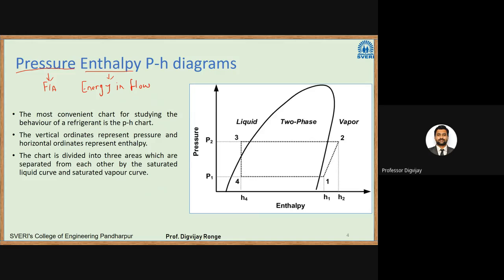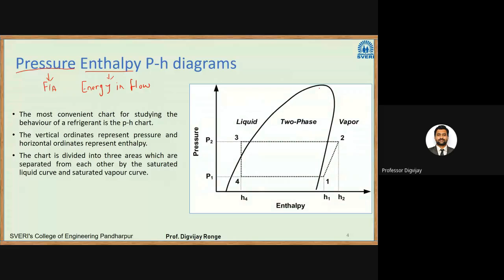If there is no flow, that energy we call internal energy. Whenever we take that energy in flow, we call it enthalpy. So if I draw pressure versus enthalpy, I get a pH diagram. As you see on the screen at right side, there is one graph shown there. It is pressure versus enthalpy, and one curve is drawn.